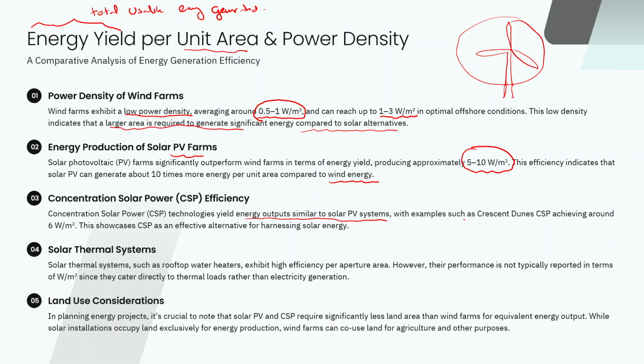So for an example, in concentrated solar power systems in the Crescent Dunes, right? It achieves around 6 watts per meter square. So it achieves a similar output or similar power density as the solar PV system.